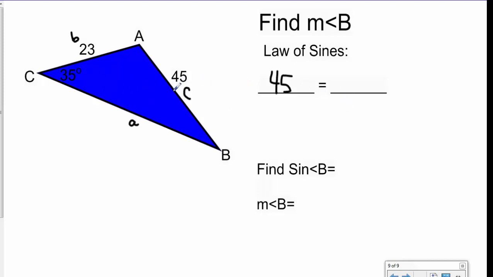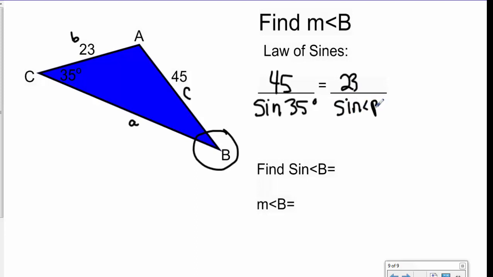45 is little c over sine of 35 degrees equals, I want to find angle B. 23 is the side across from angle B, little b is 23 over sine of angle B. Once I know angle B, I can simply subtract from 180 to get the measure of angle A.